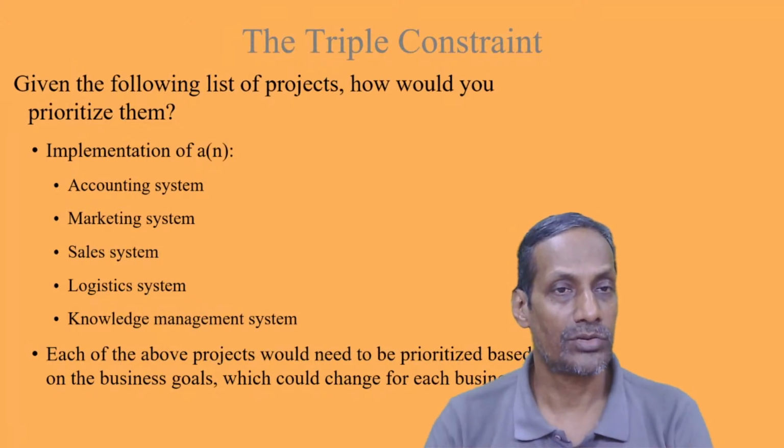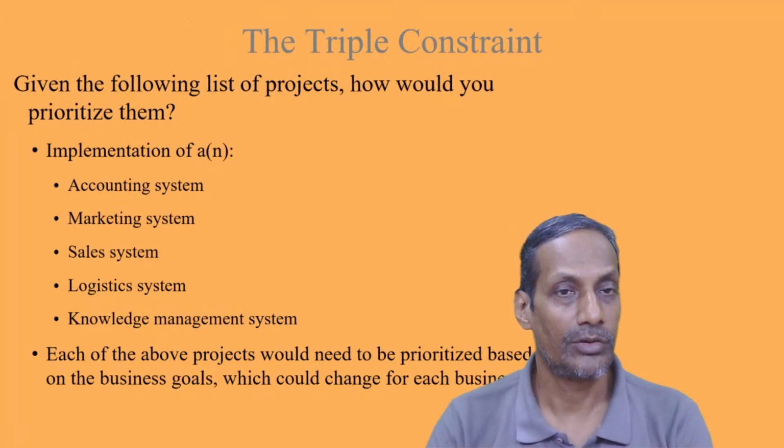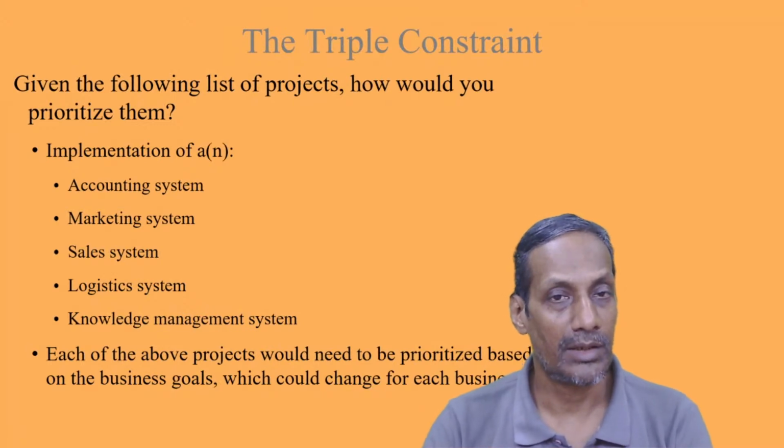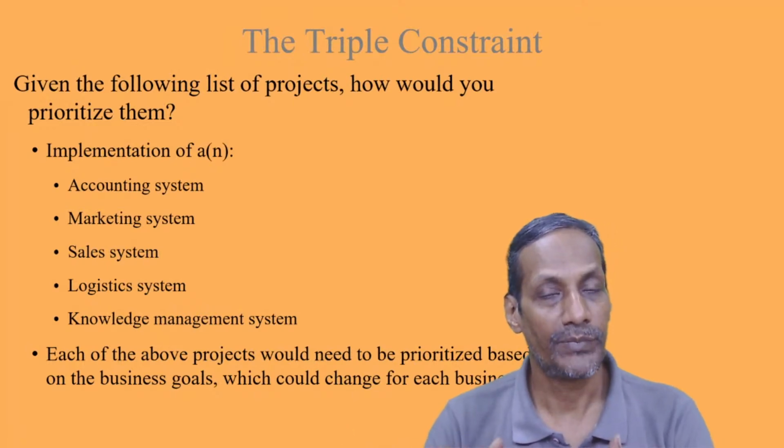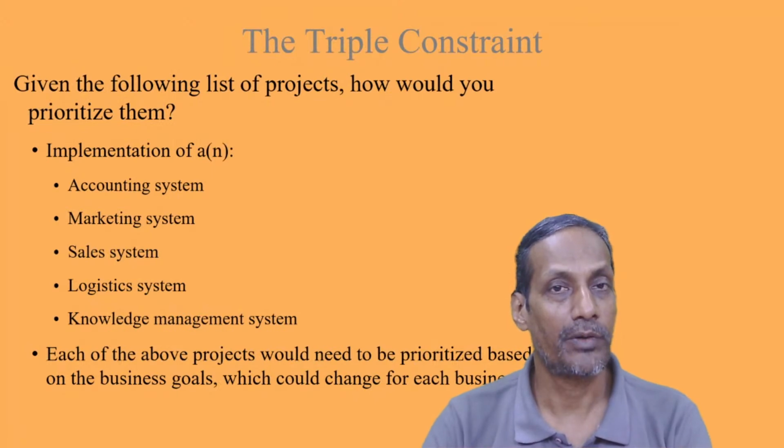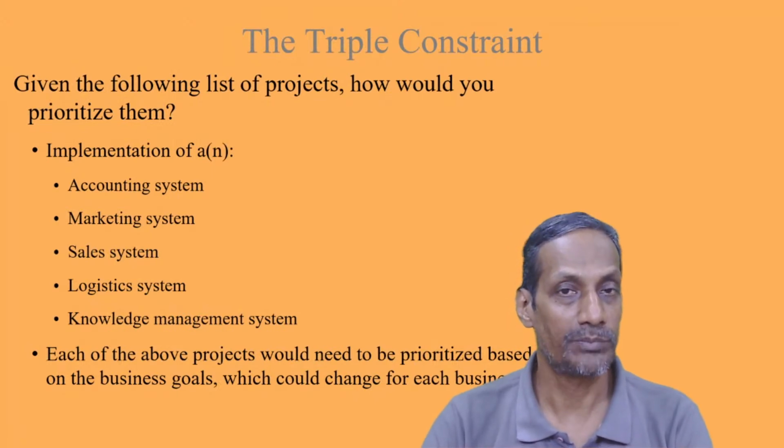Whenever you design a solution in an organization, you need to keep in mind that the accounting system plays a very important role in the running of the organization. So first, what we do is we come up with an accounting system, then we come up with the marketing, sales, logistics, knowledge management system. Once these standalone information systems are designed, then they are integrated to provide a wholesome solution to the organization.